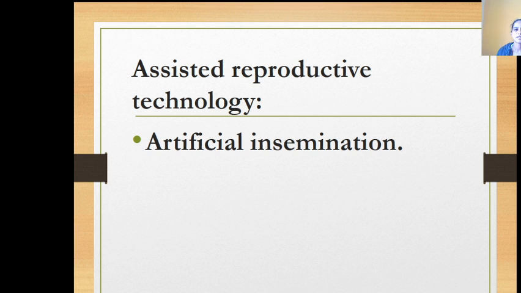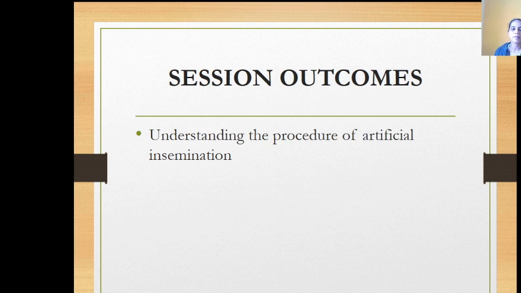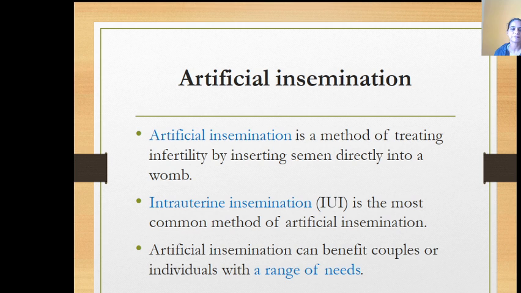Hello everyone. Let's continue our discussion on assisted reproductive technology, and in today's class we are going to understand something about artificial insemination. Now, what are the learning objectives of the current study? To understand the principle of artificial insemination, and to learn the procedure of artificial insemination. The session outcome is understanding the procedure of artificial insemination. We'll try to understand as much as possible. Now, let's start our discussion.